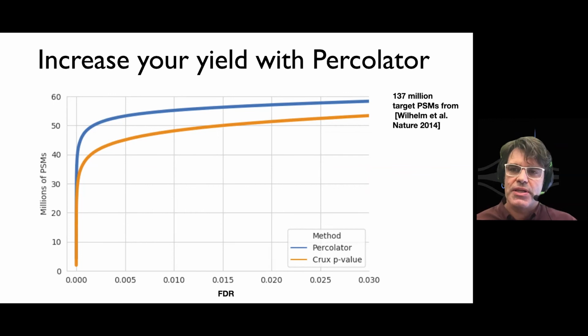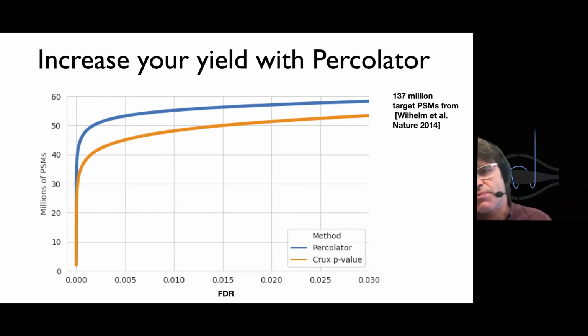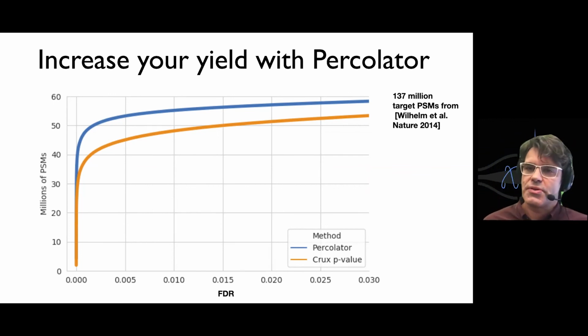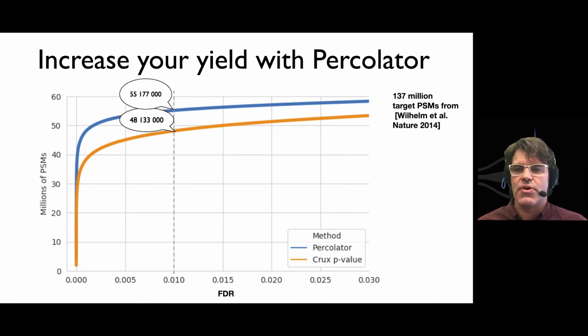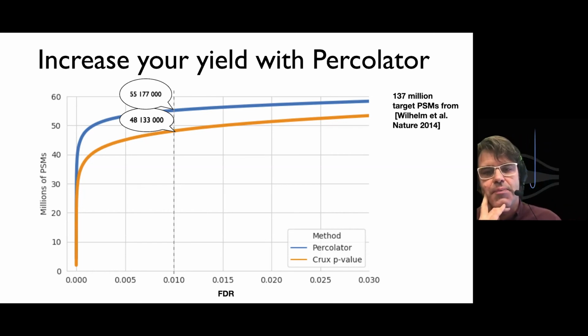When Percolator was firstly published, we were producing almost 100% more PSMs per experiment, actually. Nowadays, the search engines have caught up a bit. So now we're getting more moderate increases. So here's an example from the draft human proteome, where we find about 15% more PSMs at a 1% false discovery rate.